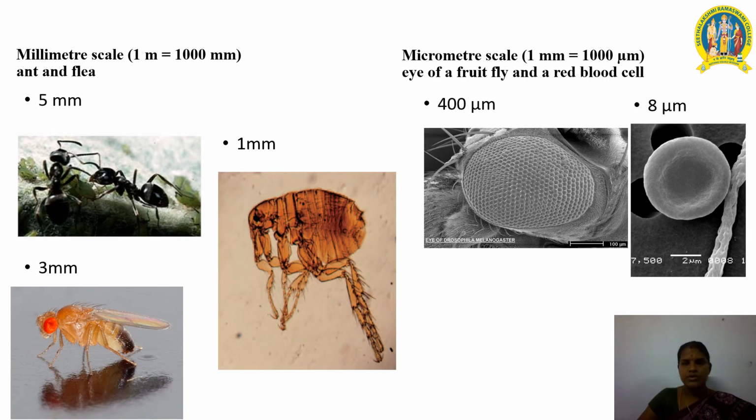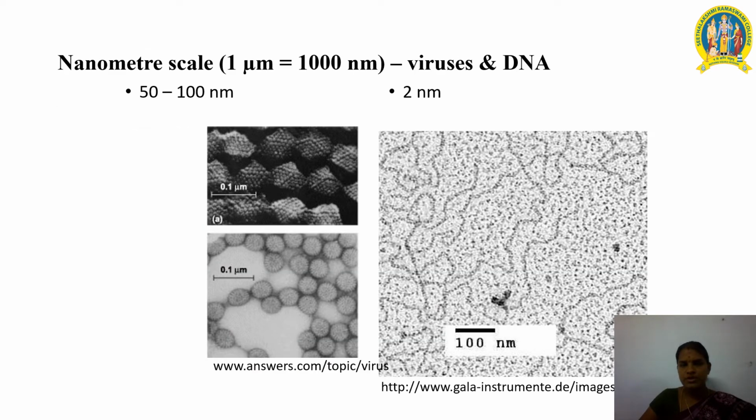This slide shows you the image of an ant and a flea in the millimeter range at 5 millimeter, 3 millimeter and 1 millimeter. The second image shows a fruit fly in the 400 micrometer range and a red blood cell in the 8 micrometer range. See how things are magnified in the nanometer range. Whereas this picture shows you the image of viruses and DNA in the nanoscale.